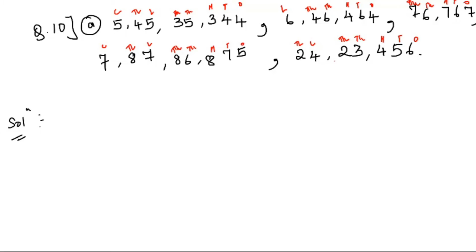So first we will write 76,767, the smallest number. So first we will write this. Now the next one is of lakh. Next is of 10 lakh. So this is the smallest, 6,46,464. The next one is 10 lakh, 24 lakh 23,456.